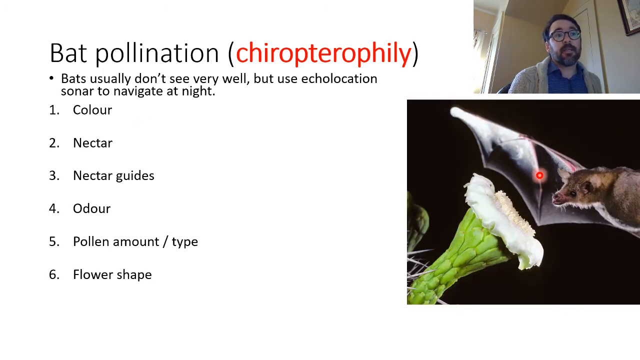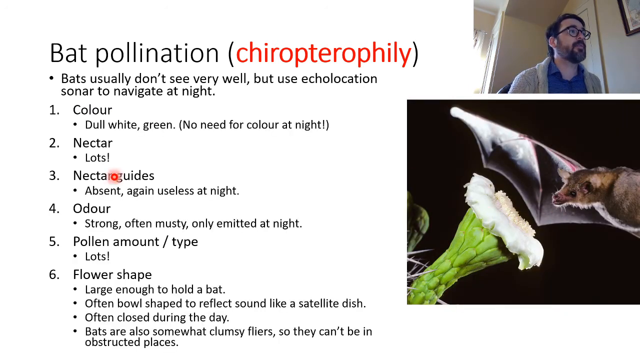Well, you probably don't need any color, right? So you're going to have dull white or green, right? There's no need for color at night. You're going to need lots of nectar because bats are relatively large animals that need a lot of energy to be able to fly. Nectar guides are pretty useless at night. You're going to need a pretty strong odor, but only emitted at night. So that can be a cue if your flower only smells at night.